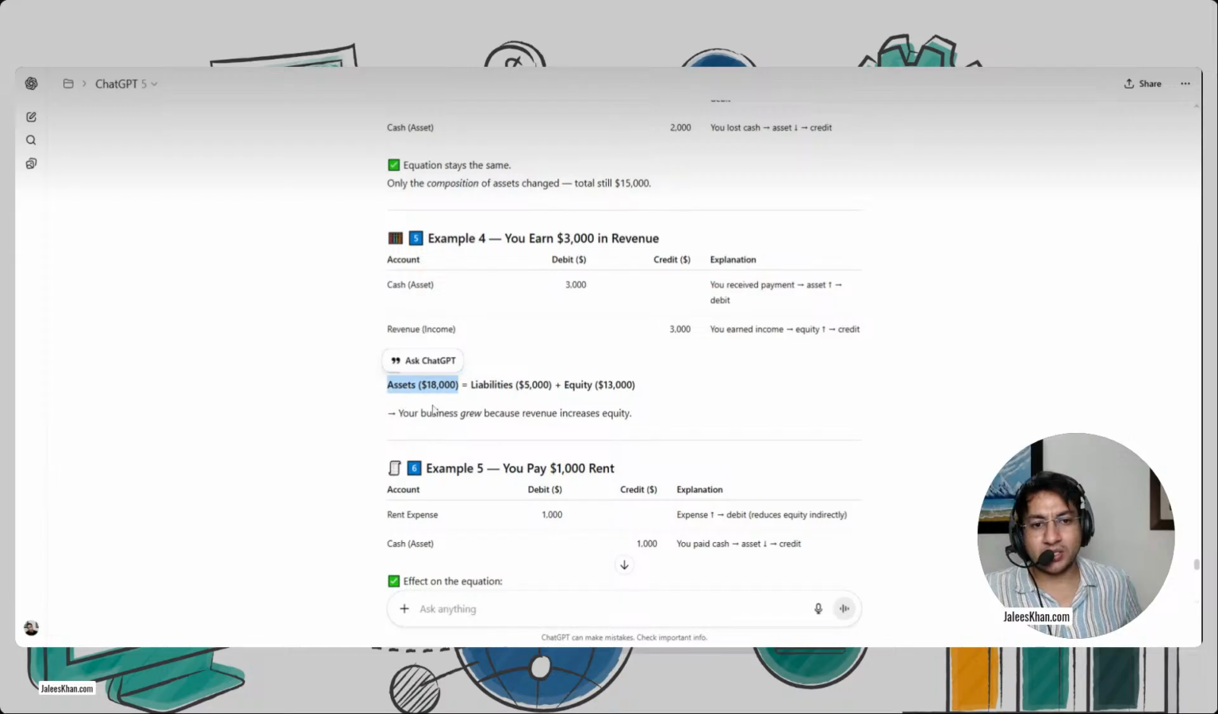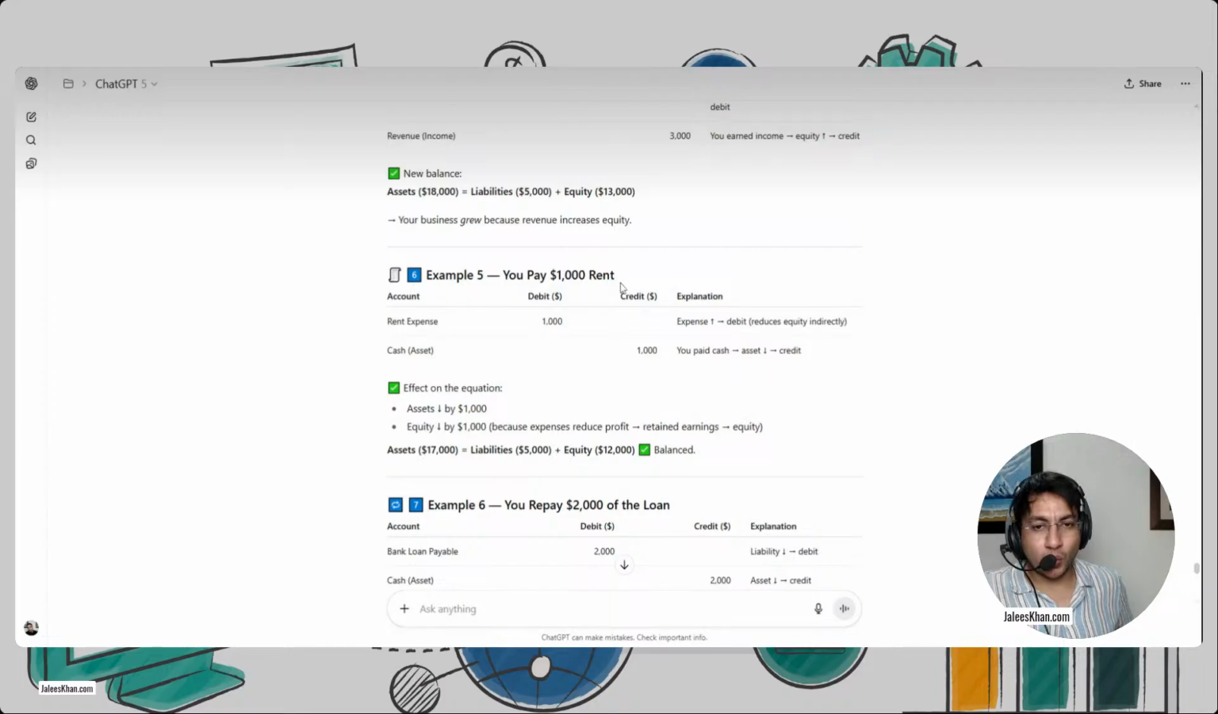And under the asset class, it is cash. The cash in the asset increases from the revenue, and revenue is denoting or impacting my equity in the business. So there's an input of money into the business from revenue or income. So that's the key. Now the balance sheet grows, your business grows, because revenue increases equity.